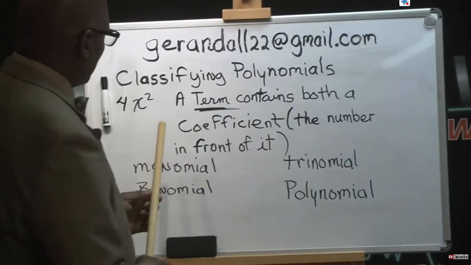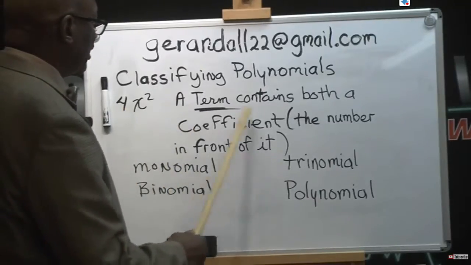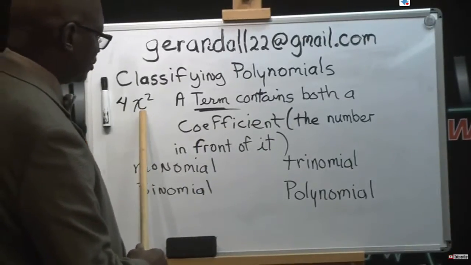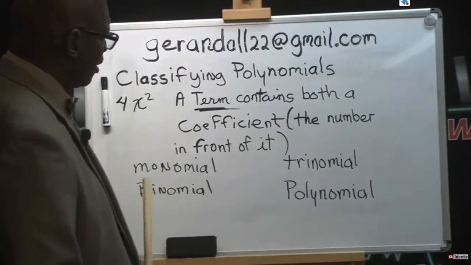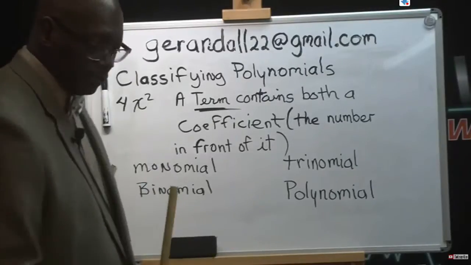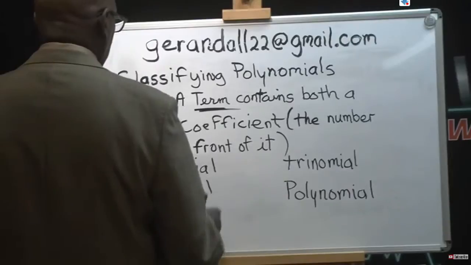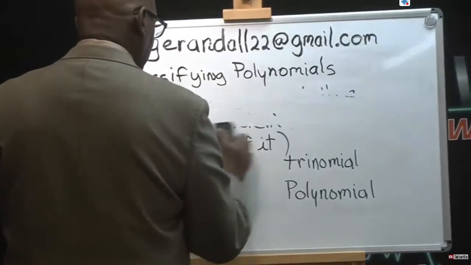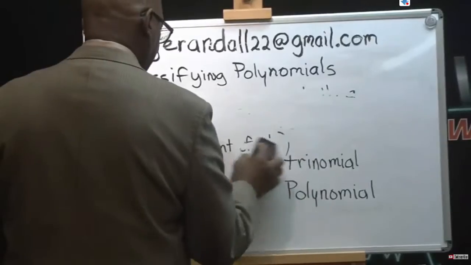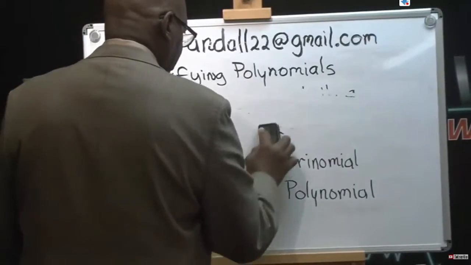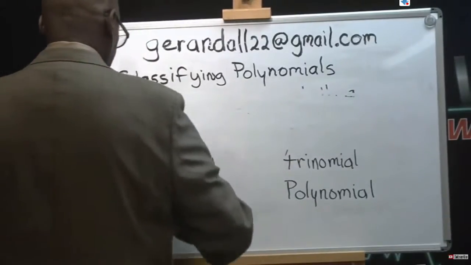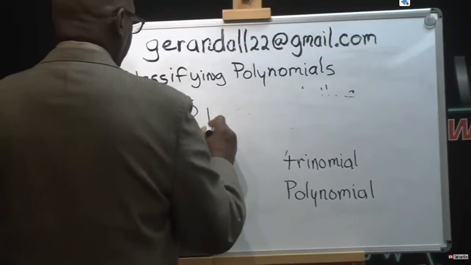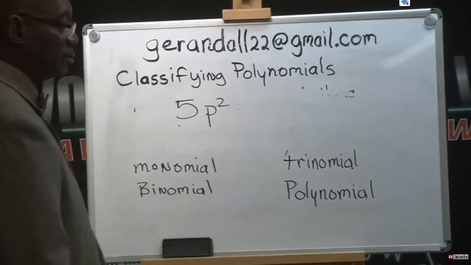Okay? So, a term contains both a coefficient, that's this number 4 in front, and a variable, in this case x squared. Now, we have several types of polynomials. We have what's called a monomial, and a monomial consists of only one term. And that one term, again, has to have a coefficient, a number, in this case 5, and p to the second power, or p squared. That's one term.